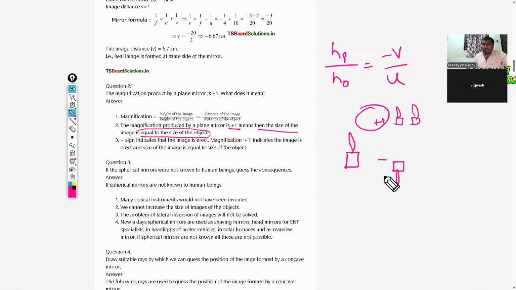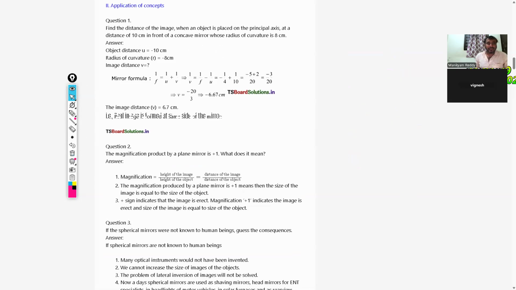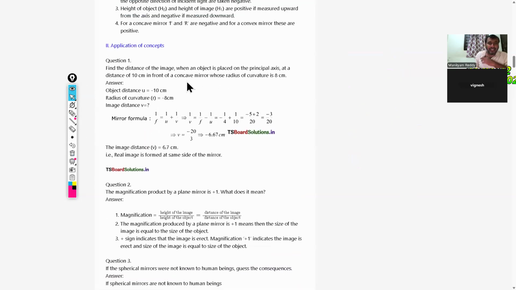Sir, the first problem was not explained. Okay, this problem. Very good. Find the distance of the image when an object is placed on the principal axis at a distance of 10 centimeter in front of a concave mirror whose radius of curvature is 8 centimeter.